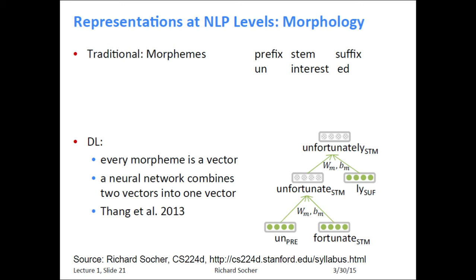On morphology, we split it up and say, okay, uninterested: this is the prefix, this is the stem, this is the suffix. Every morpheme in deep learning is a vector again, and a neural network can combine two vectors into one vector to understand the combination between un and unfortunate. Every vector represents one morpheme, and they are combined into unfortunate.